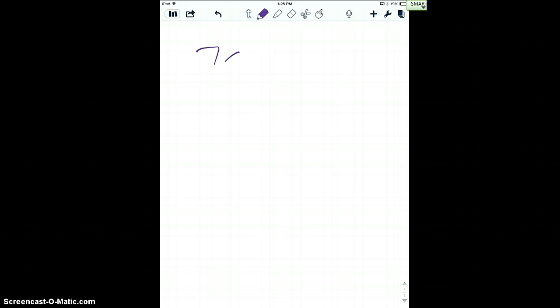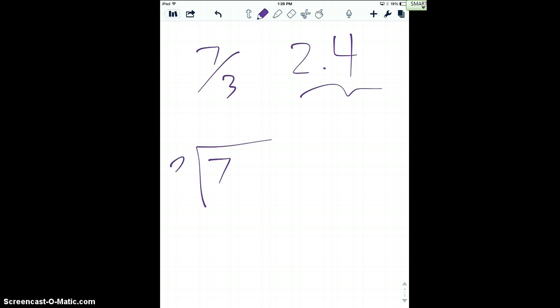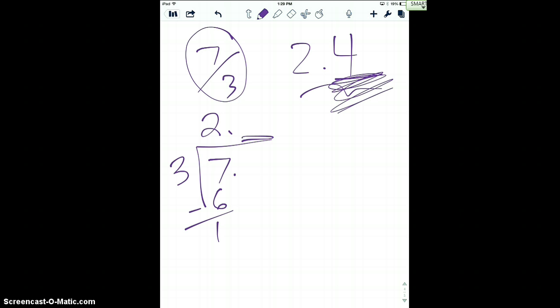So 7/3 compared to 2.4. This one's already decimal, so I don't have to worry about it. So I'm going to take 7 divided by 3. You're like, you put the 7 on the inside? What the heck? I thought the 3 was supposed to go there. No. I see this is improper, so I should be getting an answer that's greater than 1. So 3 goes into 7 twice, like we said. Doesn't go in perfect. I'm left with 1. So I get a decimal. I need to keep going because I see this number is a 4. I need to know what this one is.